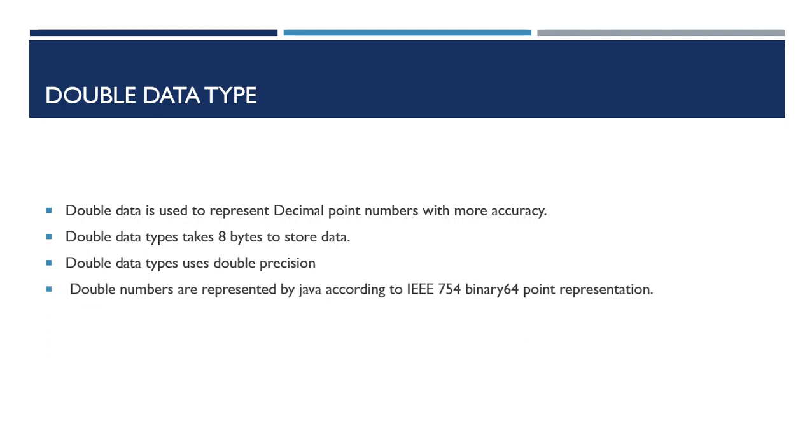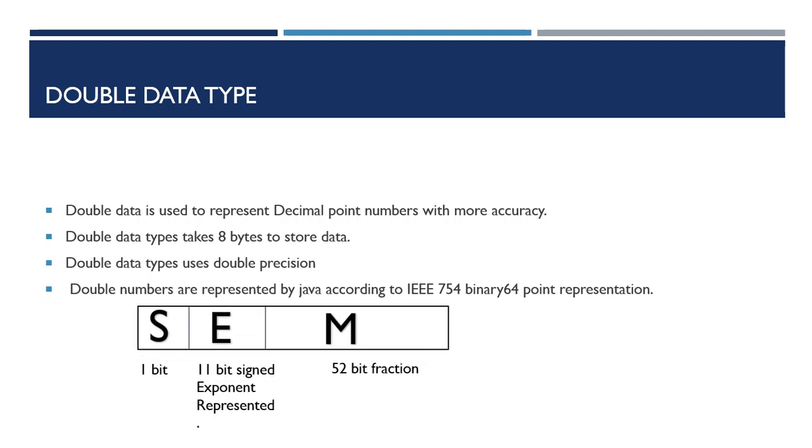Double data type also uses the IEEE 754 binary 64 representation to store the floating point number. As I explained in the last video, Java wants its programs to be more portable and independent of the machine. That's why it needs a particular standard, so IEEE defined a standard which is followed to store floating point numbers. This is the format in which the double data type saves its number. Here our 64 bits are divided into 3 parts: sign, exponent, and mantissa. The sign takes only 1 bit, the exponent takes 11 bits, and the mantissa takes the rest, that is 52 bits.